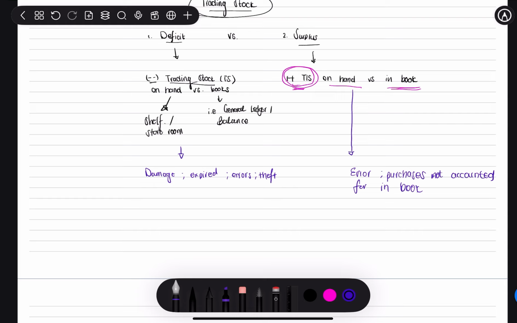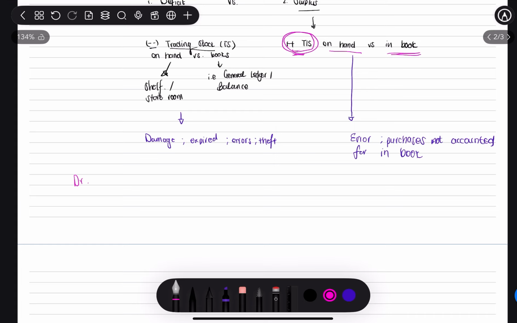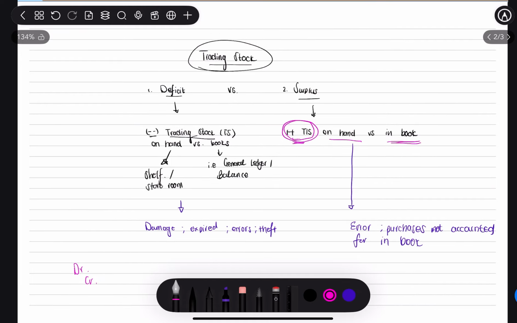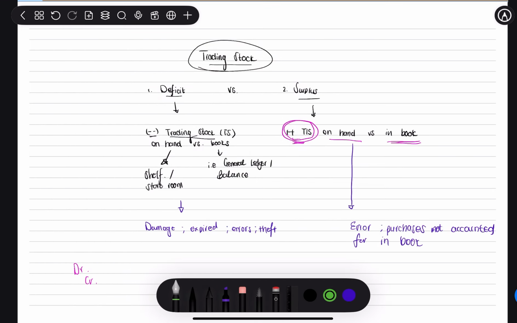Okay? What are our journals? Okay, so what is our debit and what is our credit? So first we need to think: is trading stock deficit an income or an expense, and is trading stock surplus an income or an expense? If we're saying we have more, surplus means more, we are most likely to call it an income. And if deficit means less, we are most likely to call it an expense.